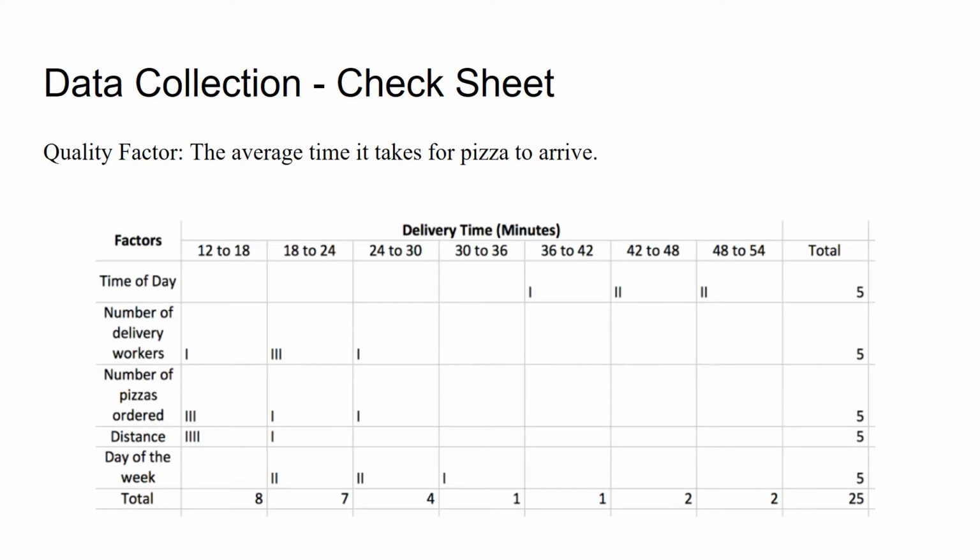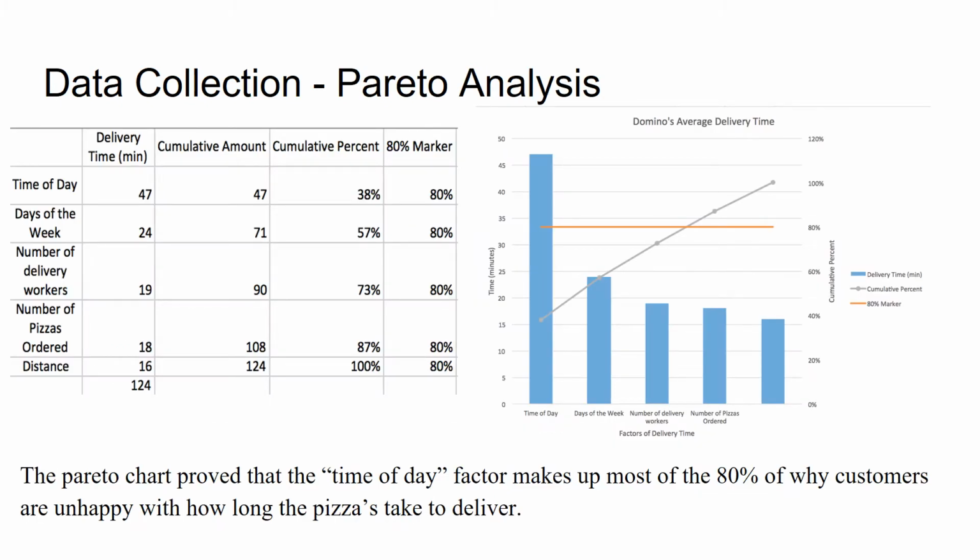The second most significant cause was the days of the week. However, that depends on more external factors, such as the specific special deals going on during that month of the year. Factors such as the distance to deliver and the number of delivery workers did also affect the average delivery time, but were not enough to account for 80% of the overall problem. Therefore, our data clearly determined that the number one cause for the problem of unhappy Domino's customers is the time of day in which the customer orders a pizza. Here's the Pareto chart that illustrates the findings that I just stated.